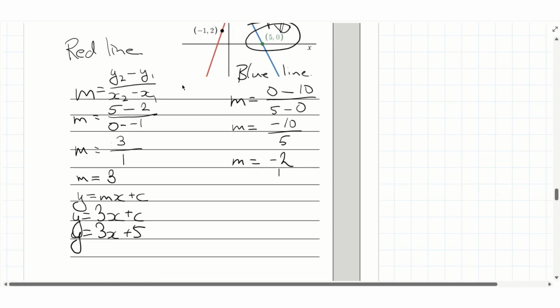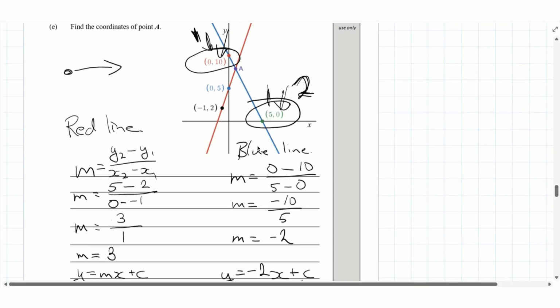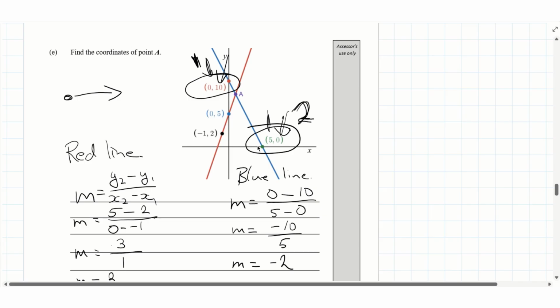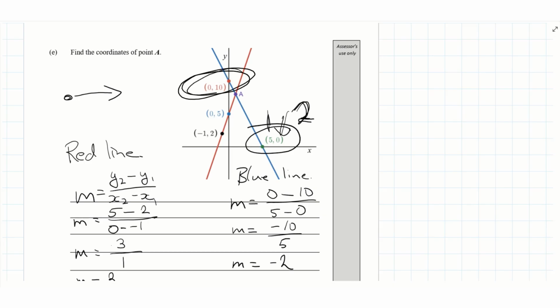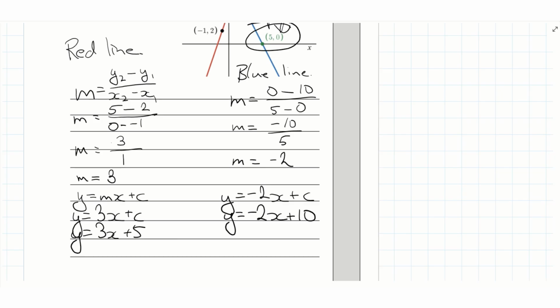Now I can put it into my equation and say that y is equal to negative 2x plus c. And what is my y-intercept? Well, again, it's this thing right here. My y-intercept is 10. So I can put in 10 right here and say y is equal to negative 2x plus 10. I have both of my equations now.